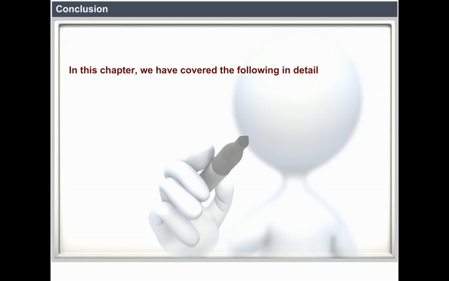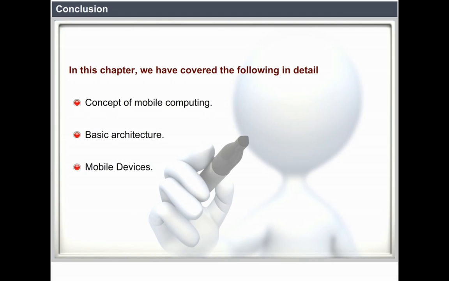Conclusion. In this chapter, we have covered the following in detail: the concept of mobile computing, basic architecture, mobile devices, and limitations of mobile devices.